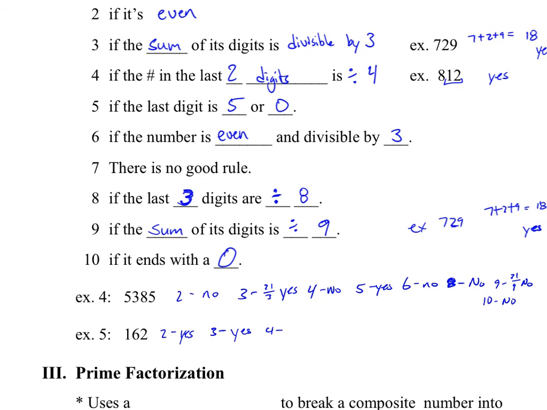22. Does 4 fit into 22? No, so it's not going to be 4. 5? No. 6? Yes. 7? We're not going to do 7. 8? No. Wait. Yes. But do you just divide this on your calculator?